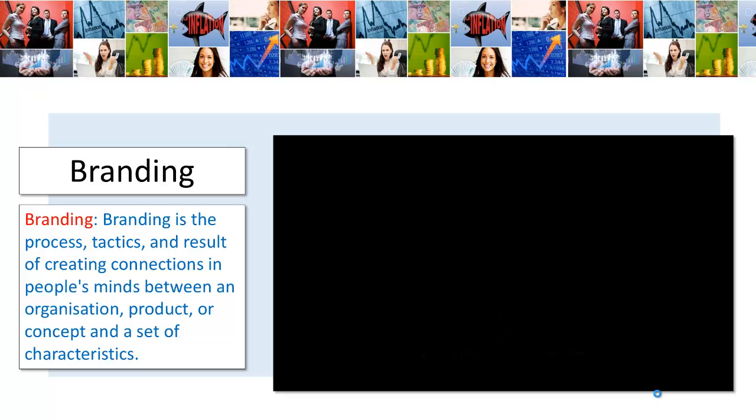Okay, so there are a lot of things tied up with branding. It's not just logos, it's an identity that's been created and aligned with the product and the company. So branding, a definition: branding is a process, tactics, and result of creating connections in people's minds between the company, the product or concept, and a set of characteristics.